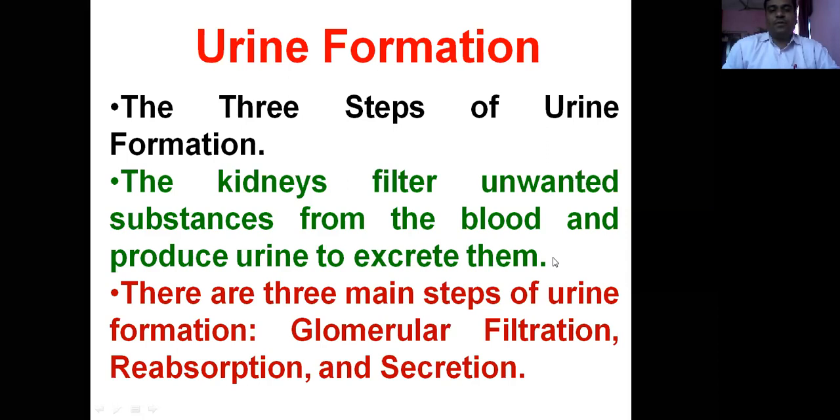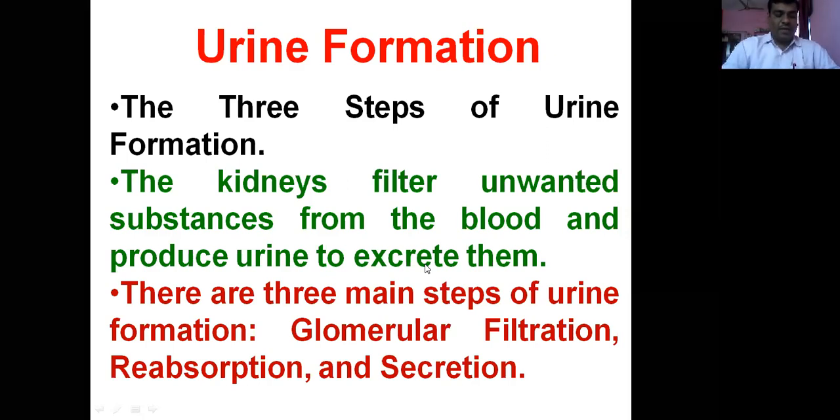These 3 steps are the filtration, which is also called glomerular filtration; second, reabsorption; and third, tubular secretion. The kidney filters unwanted substances from the blood and produces urine to excrete them, and this urine contains the nitrogenous waste products.